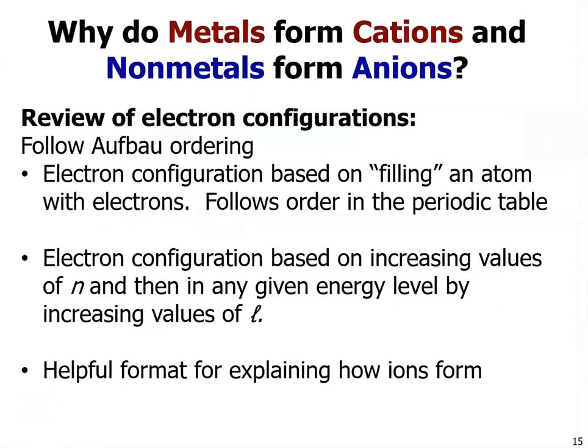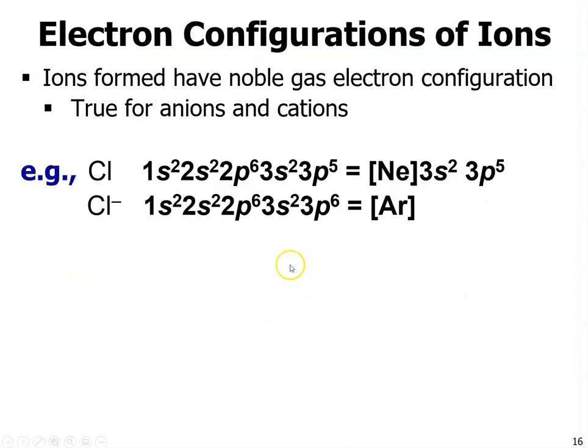So now we have a little more information regarding why metals form cations and non-metals form anions. It really comes down to the Aufbau principle and electron configuration. One of the big things is that this n value, the principal quantum number that describes the shell, the size of the shell for the electrons, is going to be really important. So let's look at an example of chlorine.